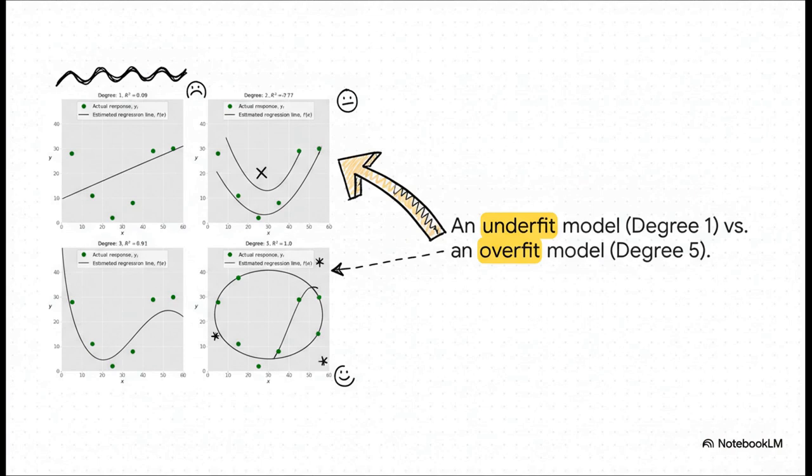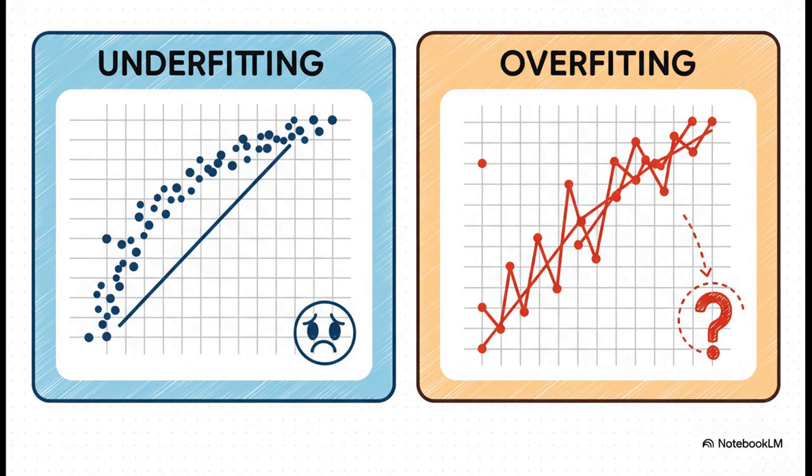On the left, we have a model that's way too simple. It's a straight line that totally misses the actual trend in the data. That's called underfitting. Now, look at the right. That line is going crazy, twisting and turning just to perfectly hit every single data point. That is overfitting.